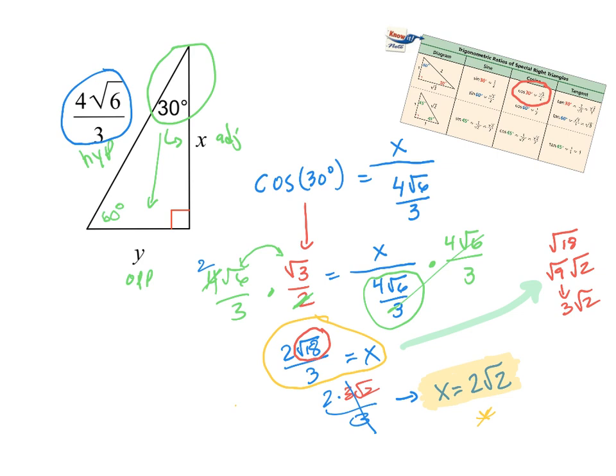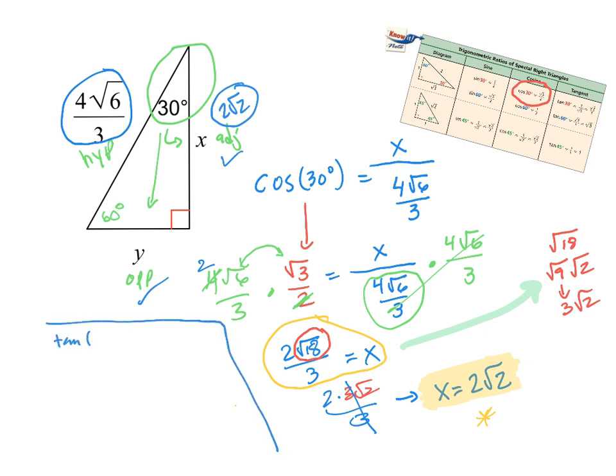Y is the opposite over hypotenuse, or you could do opposite over adjacent, because now you know this is 2 square root of 2. So actually, I'm going to use the 2 square root of 2 just because that looks a little easier to work with than this weird fraction. So opposite over adjacent is tangent. So I write a separate equation. I'm going to squeeze it in down here.